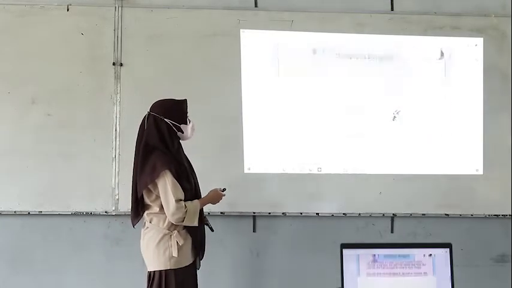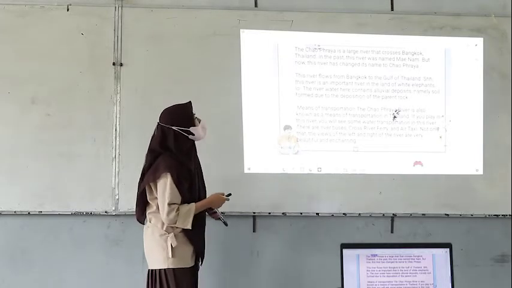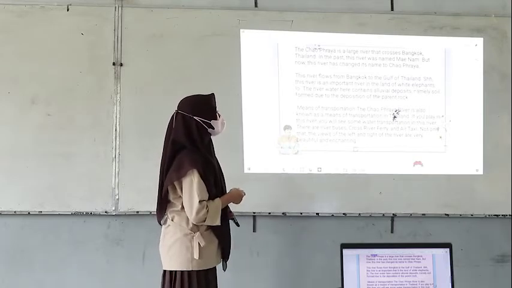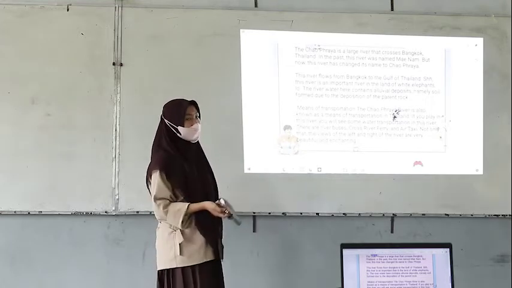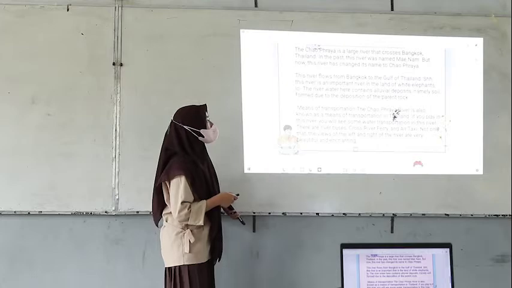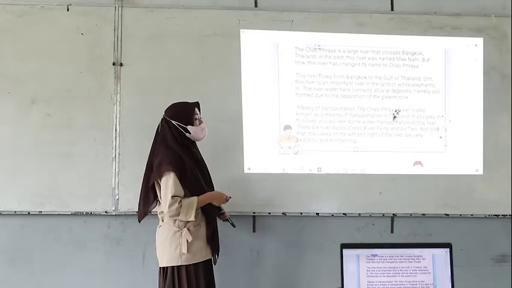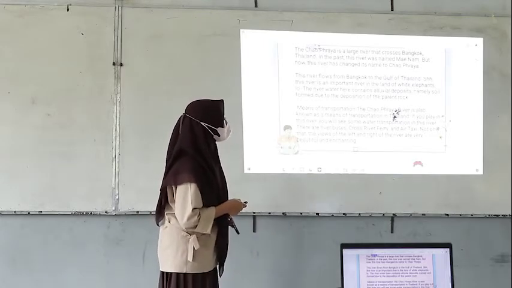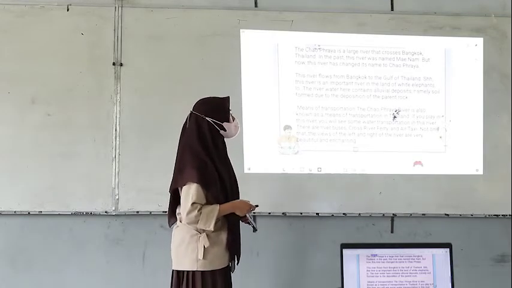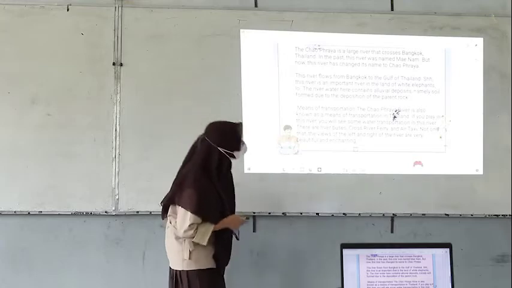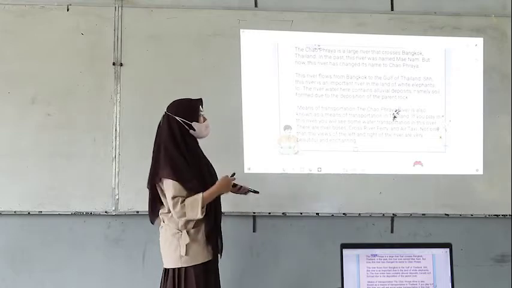Chau Phraya in Bangkok. The Chau Phraya is a large river that crosses Bangkok, Thailand. In the past, this river had another name, but now this river has changed the name to Chau Phraya. The river flows from Bangkok to the south of Thailand. This river is an important river in the land. The river water here contains alluvial deposits, namely soil from the deposit of the parent rock.